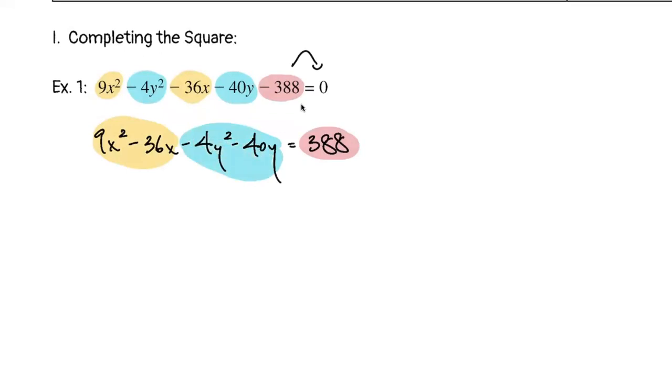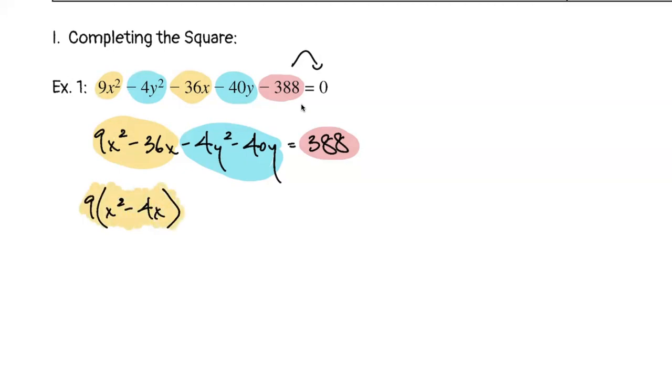Now we're going to do the same thing we did last time, where we factored out a common factor, not the greatest common factor, but a common factor. In particular, in the 9x squared minus 36x, we would factor out a 9. So we're left with 9 times x squared minus 4x, and that would be equivalent to my 9x squared minus 36x.